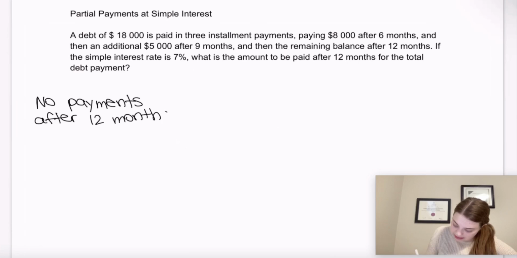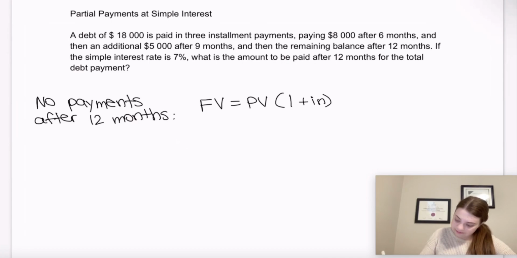Now we know this isn't the case and we'll get to that, but right now we're just going to be calculating the future value after 12 months that we will owe if the present value, the debt today, is $18,000. So the equation we're going to use for that is that the simple future value is the present value times 1 plus IN. In this case, the present value is $18,000. That's how much we're initially taking out.